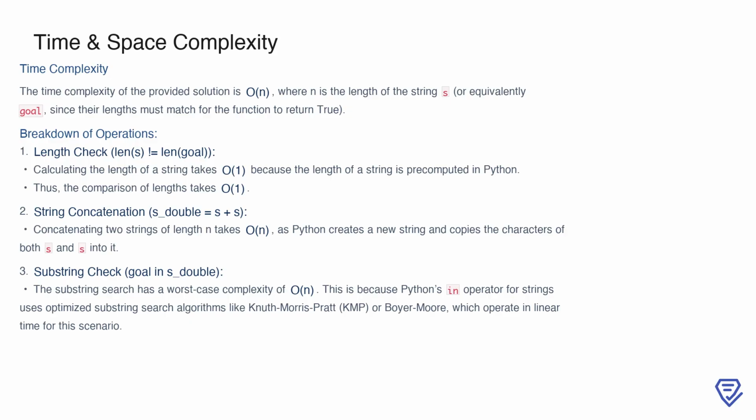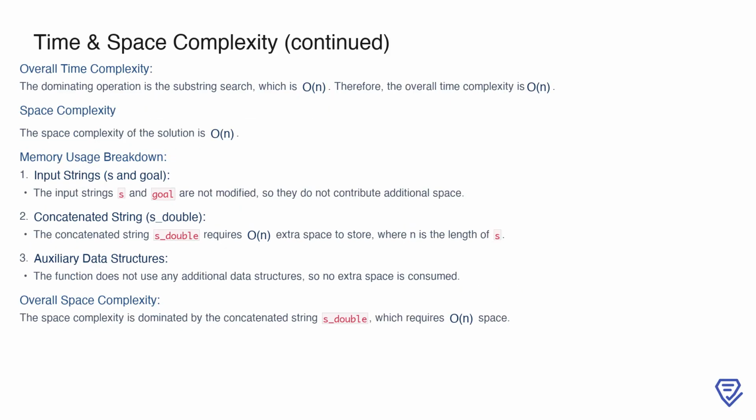Python implements this using optimized substring search algorithms, such as Knuth-Morris-Pratt or Boyer-Moore, which ensure linear time performance for this scenario. Combining these steps, we see that the overall time complexity is determined by the substring check, making it O(n). Since the substring search dominates the time complexity, the overall time complexity of the solution is O(n). Let's now analyze the space complexity. The space complexity is also O(n).